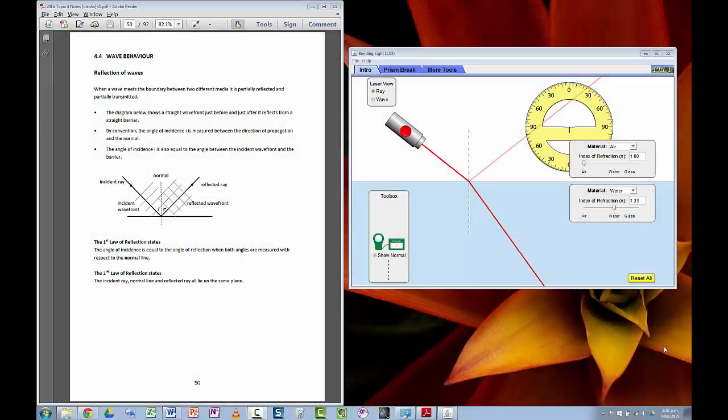Alright, I'm just going to be going over some of the basics of reflection and refraction so that we have a starting point when we return to our experiments. The first concept is quite straightforward. It's the concept of reflection, and we're going to have a look at the simulation here.